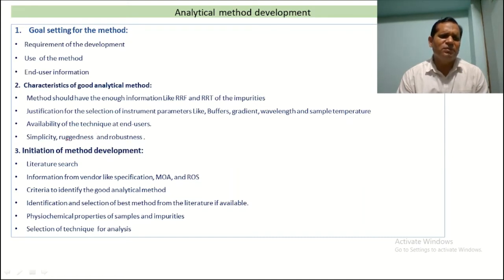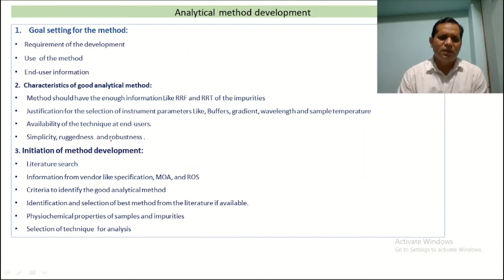Last point, simplicity. Our method should be simple so that every new person can do the analysis using the method. Ruggedness: the method should have ruggedness, which means the results of the analysis should not change from day to day. If method results are changing day to day, then we can say our method is not rugged enough. So during development, we have to generate data with different columns, different users, and different systems, so that problems will not come in the future.